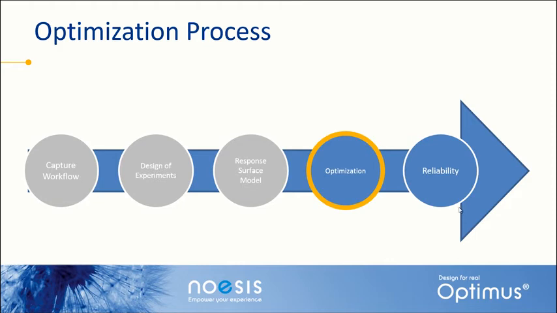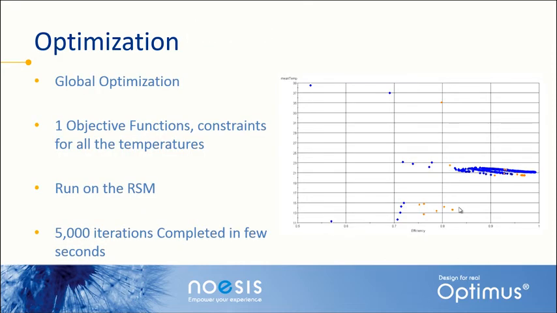After we have the response surface model, we're ready to begin the optimization. We performed a global optimization with one objective function to increase the efficiency while using the mean temperature as our constraint. And of course, that mean temperature needed to be between 18 and 25 C. This was run on the response surface model, and what we found was that we were able to complete 5,000 iterations in just a few seconds. Because we didn't have to call FlowMaster every time, we were simply calling a mathematical function.